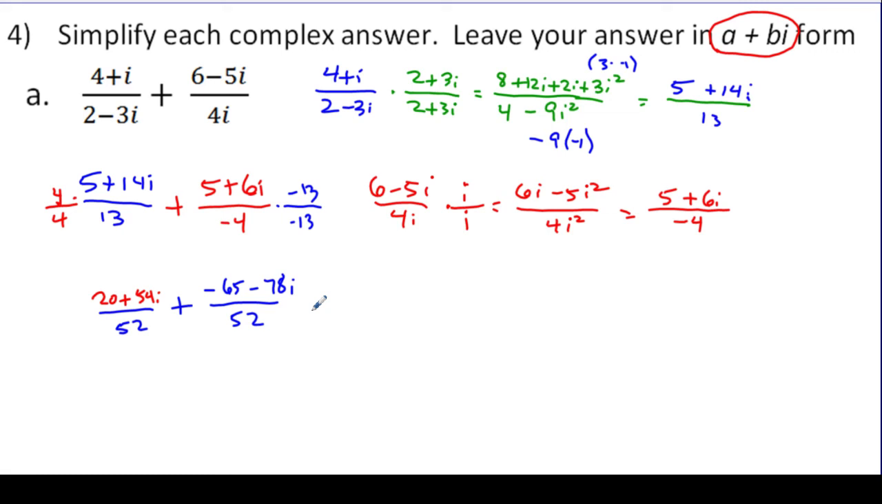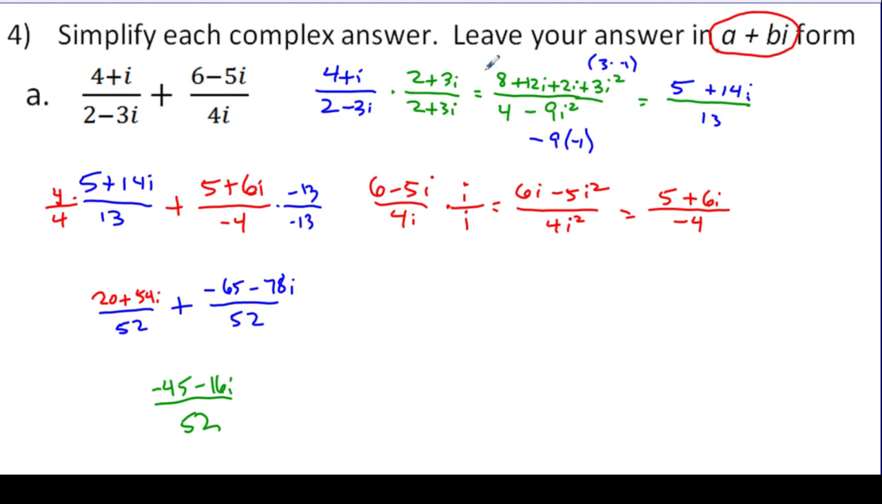So there are the common denominator versions of what I started with. We're almost done. The only thing I need to do now is put this into one big fraction. So I'm going to say 52, and I can combine the real number parts. 20 plus negative 65 is negative 45. That's just the real number plus the real number. The imaginary part is 54i plus negative 78i, and that's going to be minus 16i. So this is the sum of the original two problems.